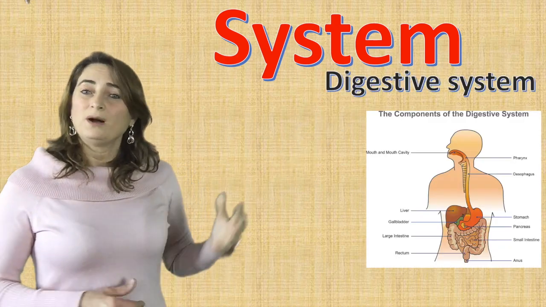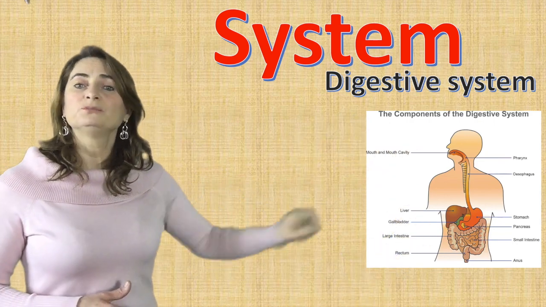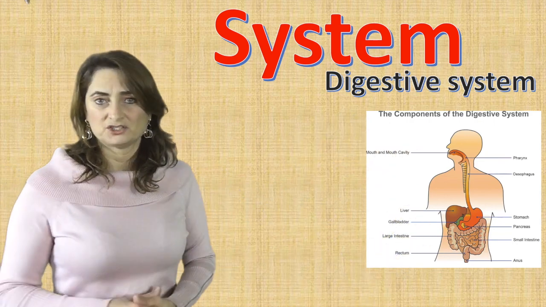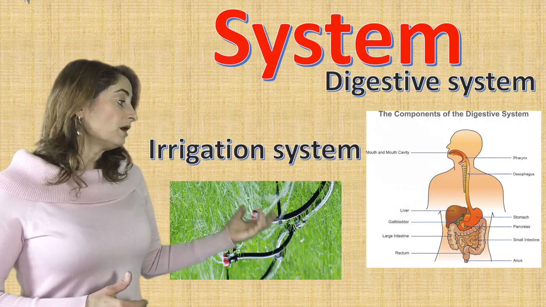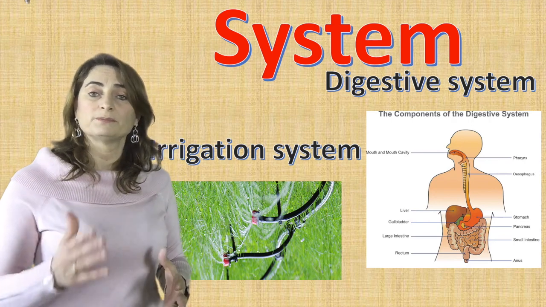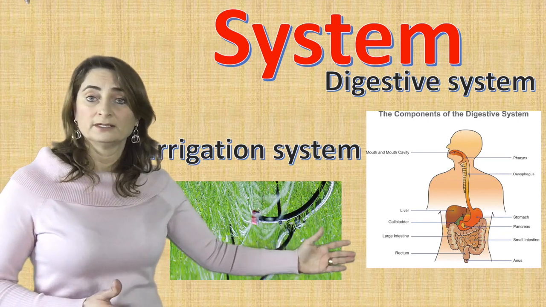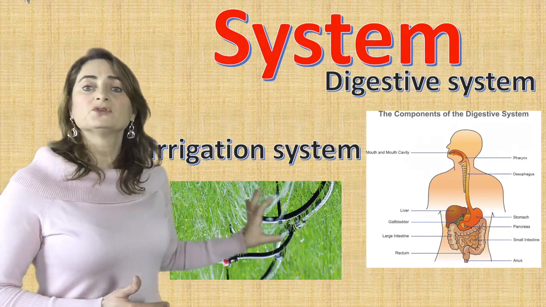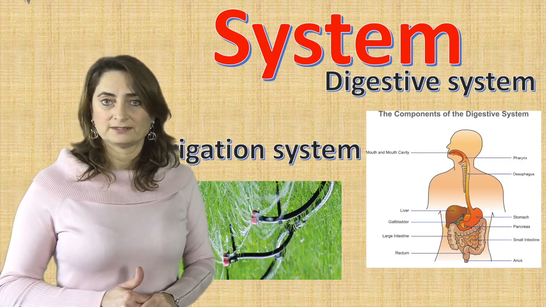Today we will be talking about systems, and let's start with the digestive system that you're already familiar with. What makes it a system are the different organs that work together to complete a process, which is digestion. Or maybe the irrigation system. What brings the water to your lawn is a whole system that works together from the pump, bringing the water to the pipes, to the nozzle, to your lawn. So it's a system because more than one component has to work together to complete a process.